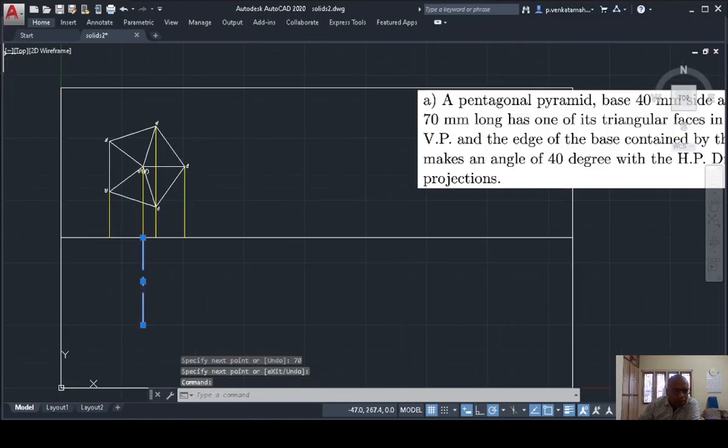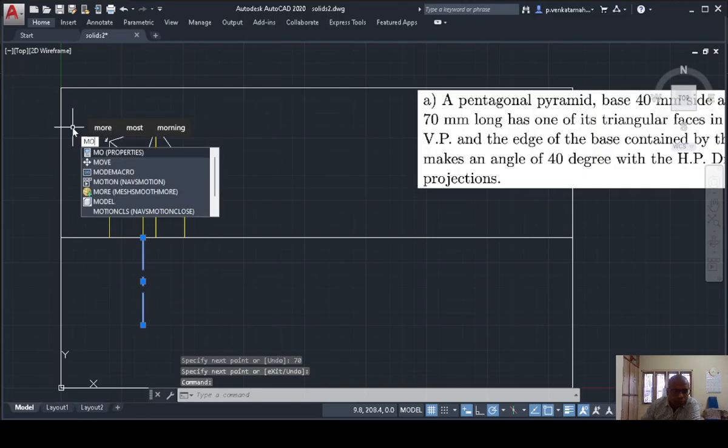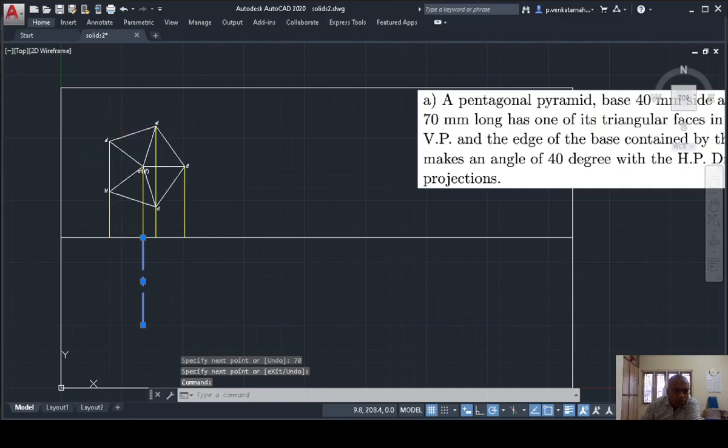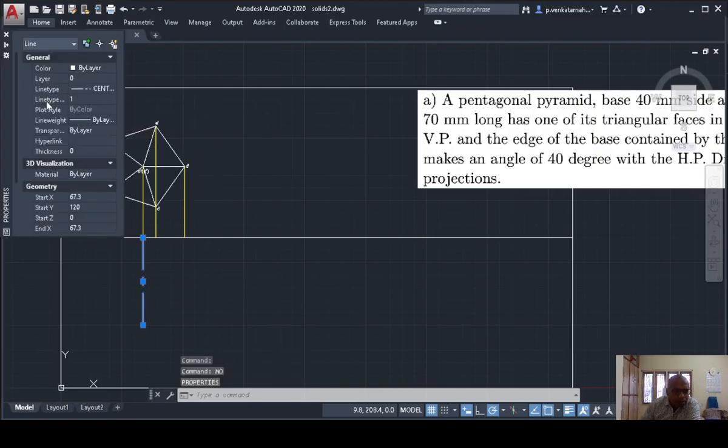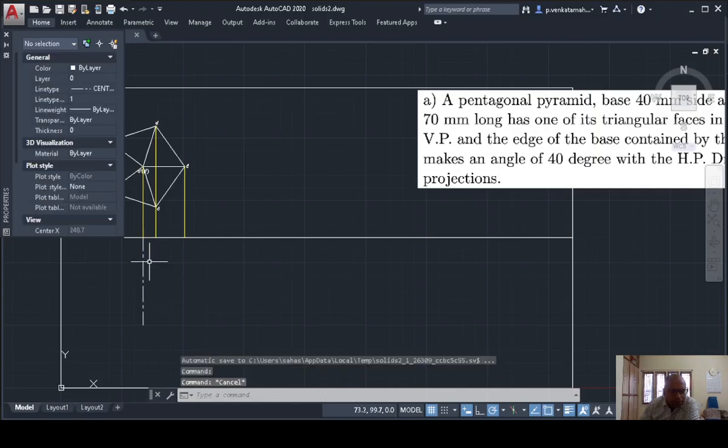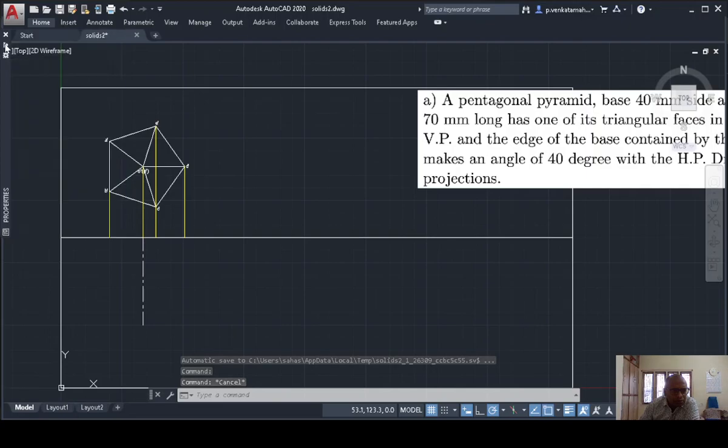Now here I have to change the properties, line type scale. I have to reduce that to 0.3 or 0.5, so I can see which one is better. So I am taking 0.4, so that I can see the number of lines in the chain line. So this is the chain line which is representing the axis.